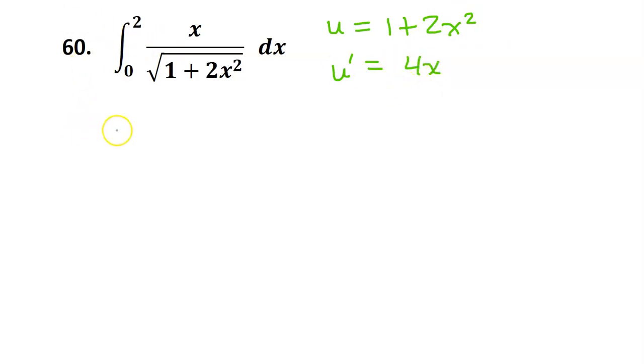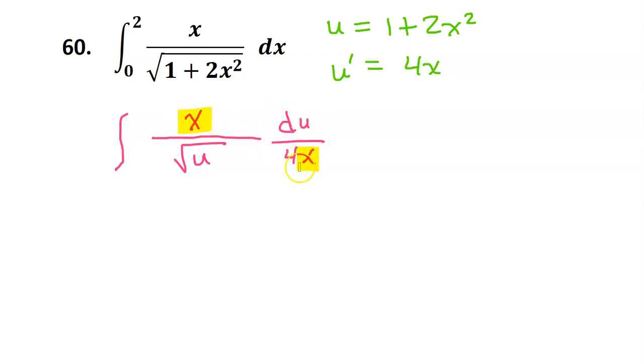Let's go ahead and do the substitution. But we're going to have to change the limits of integration as well. But I'll get to that in a second. For now, we have x over the square root of u. Instead of dx, we put du over u prime, which is 4x. We notice that we have an x here in the denominator, which will cancel out the x in the numerator. In a moment, when I rewrite this, this 4 will come out in the front as a 1/4.